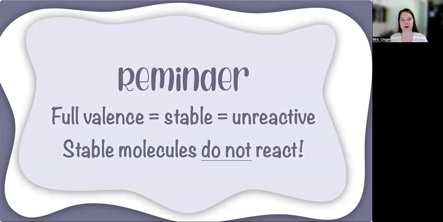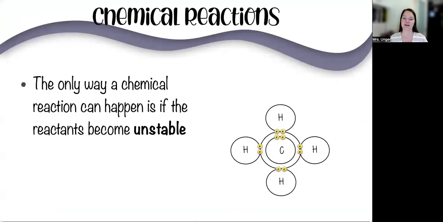Okay, so now we've come across a little problem. We need to remember an important idea. A full valence shell is stable and is unreactive. So stable molecules won't react. If we start with something like methane and oxygen and they're just sitting next to each other, they are not going to react because both of them have full valence shells in all of their atoms. They're happy, life is good. It's only when a chemical becomes unstable that a reaction can occur.